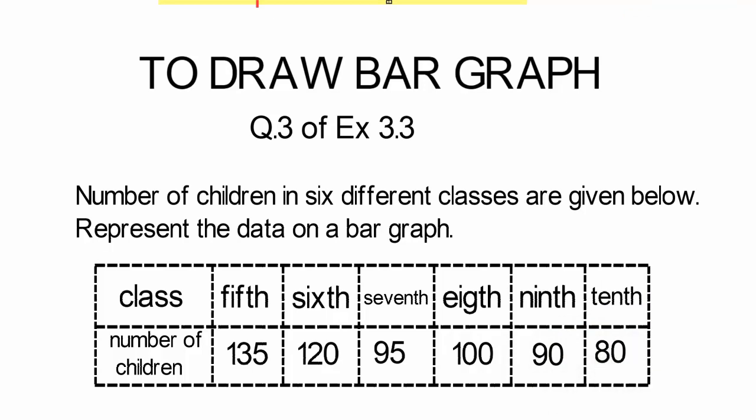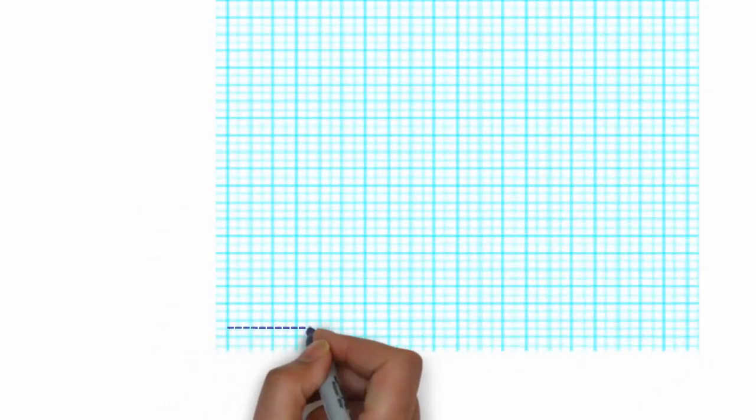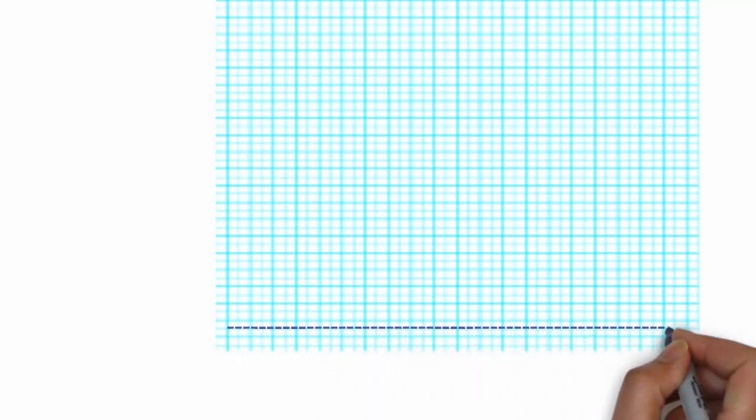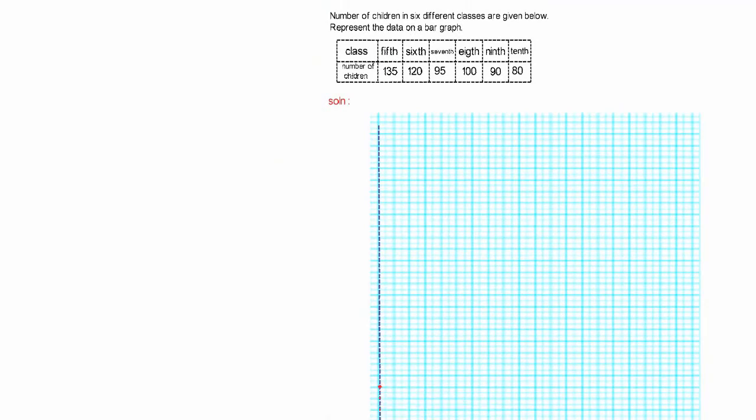Now let us see how to draw the graph. So here is the solution. First of all, let us take the graph paper. In this graph paper, we're going to draw a horizontal line. This is the horizontal line and a vertical line. Now we're going to mark some point where they intersect. There is 1 point. Then covering each box, we have to mark points where we're going to mark the number of children taking equal gap.